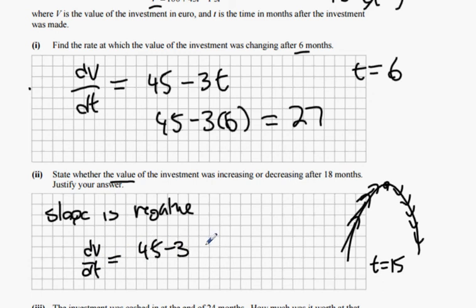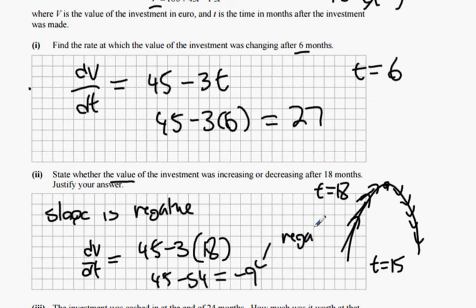at what time? T equals 18. 45 minus 54 is minus 9. Minus 9 is negative. So if the rate is negative, negative rate means decreasing. If it's a positive rate, it's on its way up. If it's a negative rate, it's on its way down. Is that alright? If I put the number 3 in here, would it be positive or negative? Because at t equals 3, it's on its way up, not its way down.